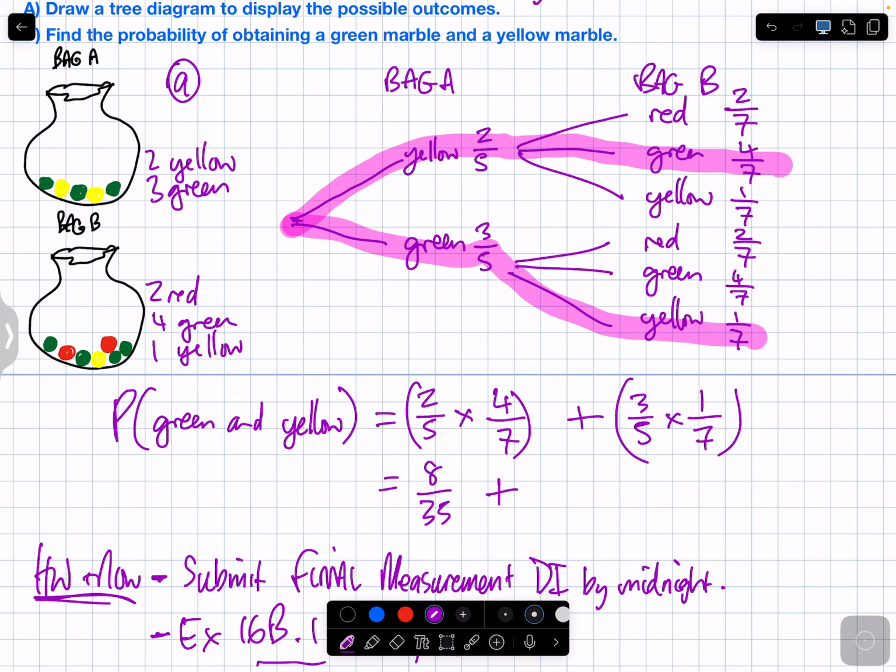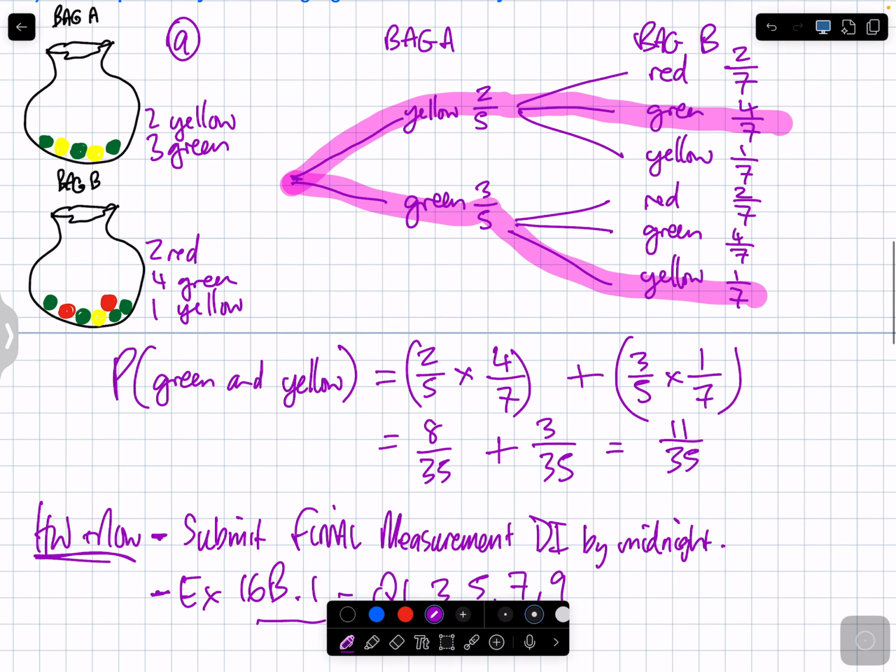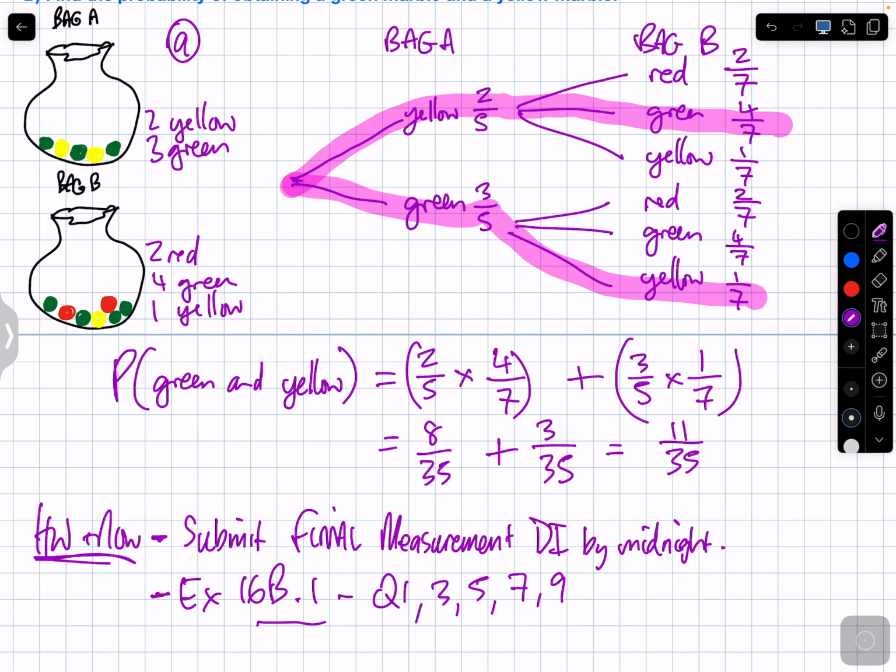Plus 3/35. Am I able to add fractions that have the same denominator? If they didn't, I'd have to get them to the same denominator, but they do have the same denominator. It's going to be 11/35. I have an 11 out of 35 chance of getting green and yellow in that situation. That's how you deal with independent events.